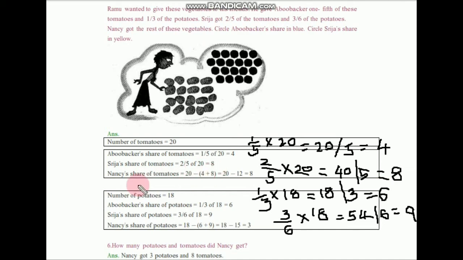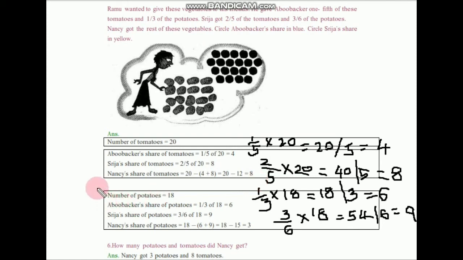And now what is Nancy's share? Nancy got the rest of this vegetable, that means the remaining part. So the total number of tomatoes is 20 minus the share of Abu Baker and the share of Srija. So 20 minus this 4 plus 8. 4 plus 8 is equal to 12. So 20 minus 12 is equal to 8, which is the share of tomatoes of Nancy.